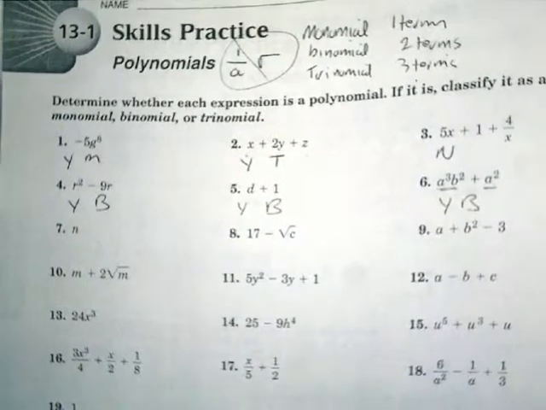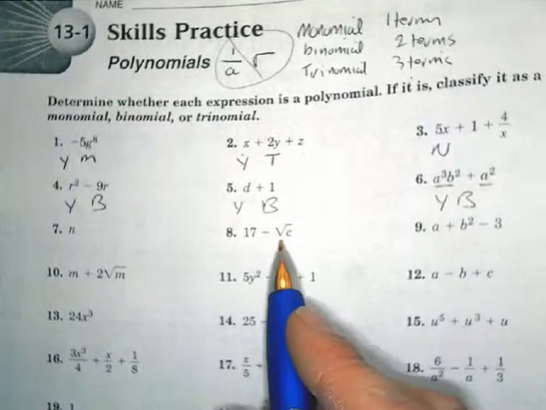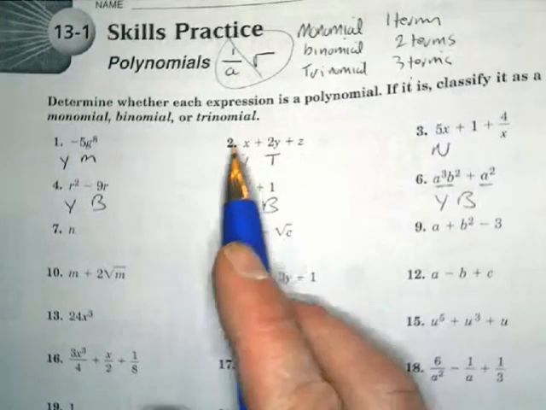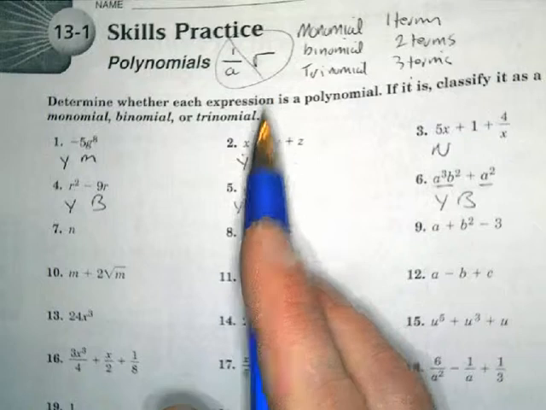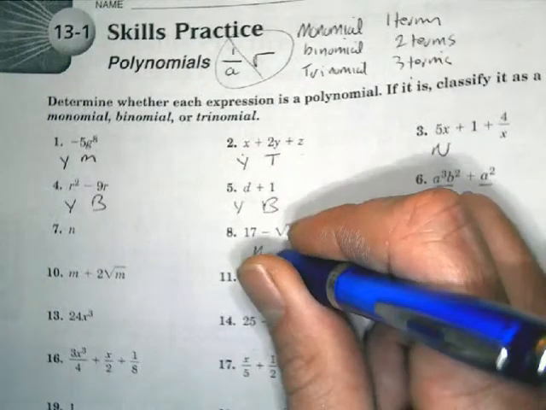If we skip down to number 8, we will see this has a square root. If it has a square root again, it disqualifies it. So this is not a polynomial.